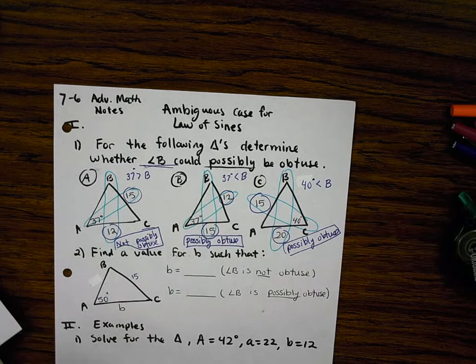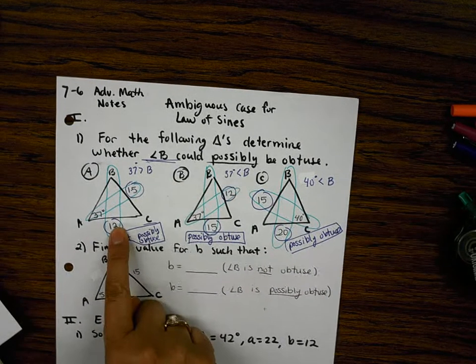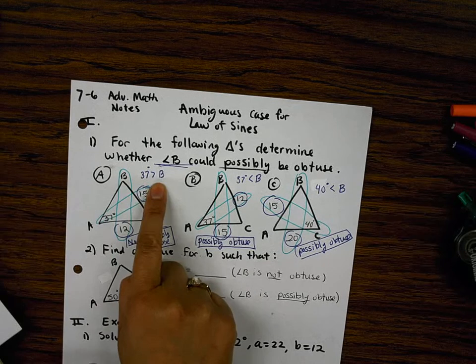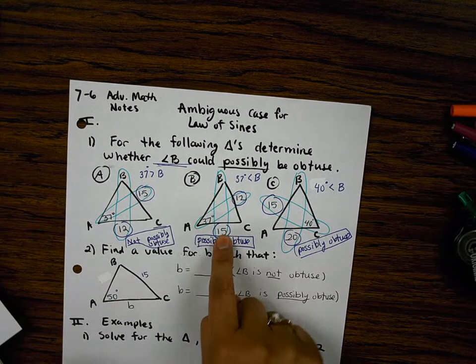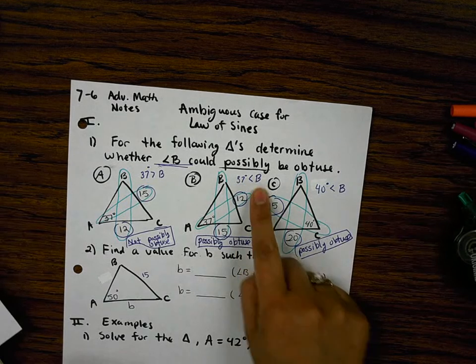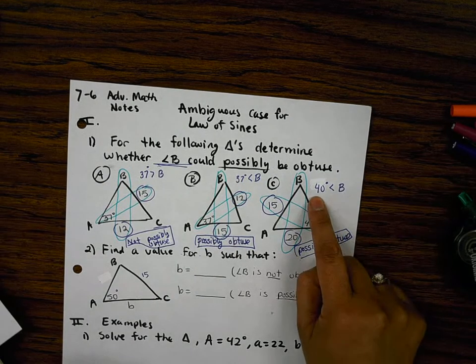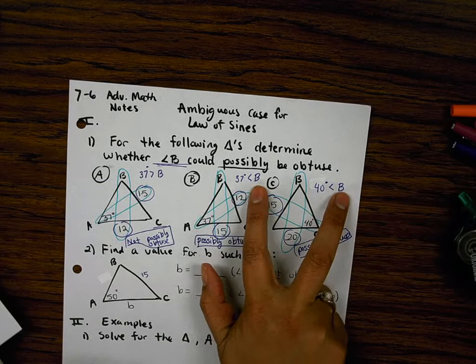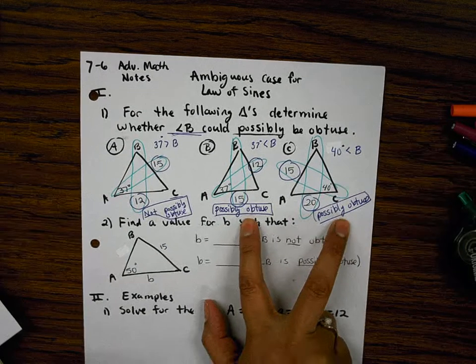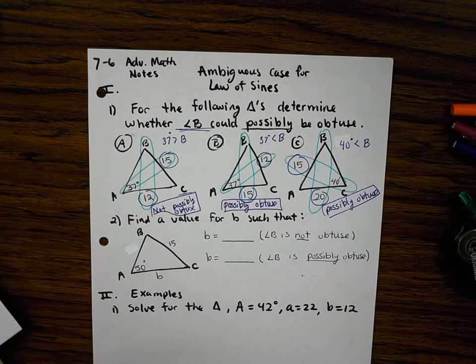All right, again, it asked us to determine whether angle B could possibly be obtuse. Number 1, no way, because 37 degrees was bigger than angle B. Letter B, there was a possibility because 37 is smaller than B, and same with C, 40 is smaller than B. We do not know how much bigger B is, but we know because it's bigger, it's possibly obtuse.